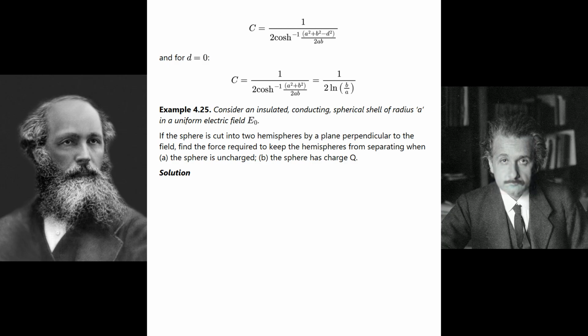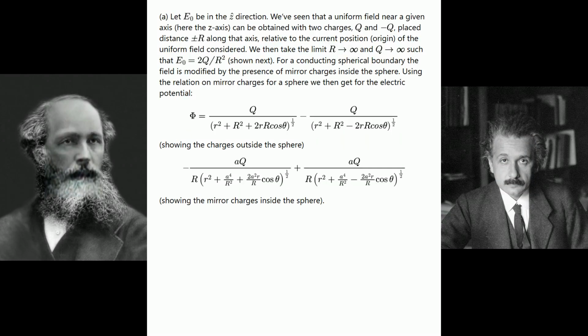Solution. A. Let E sub 0 be in the z direction. We've seen that a uniform field near a given axis, here the z-axis, can be obtained with two charges, q and negative q, placed a distance plus or minus r along that axis, relative to the origin of the uniform field considered. We then take the limit r goes to infinity and q goes to infinity such that E sub 0 equals 2q divided by r squared, shown next.